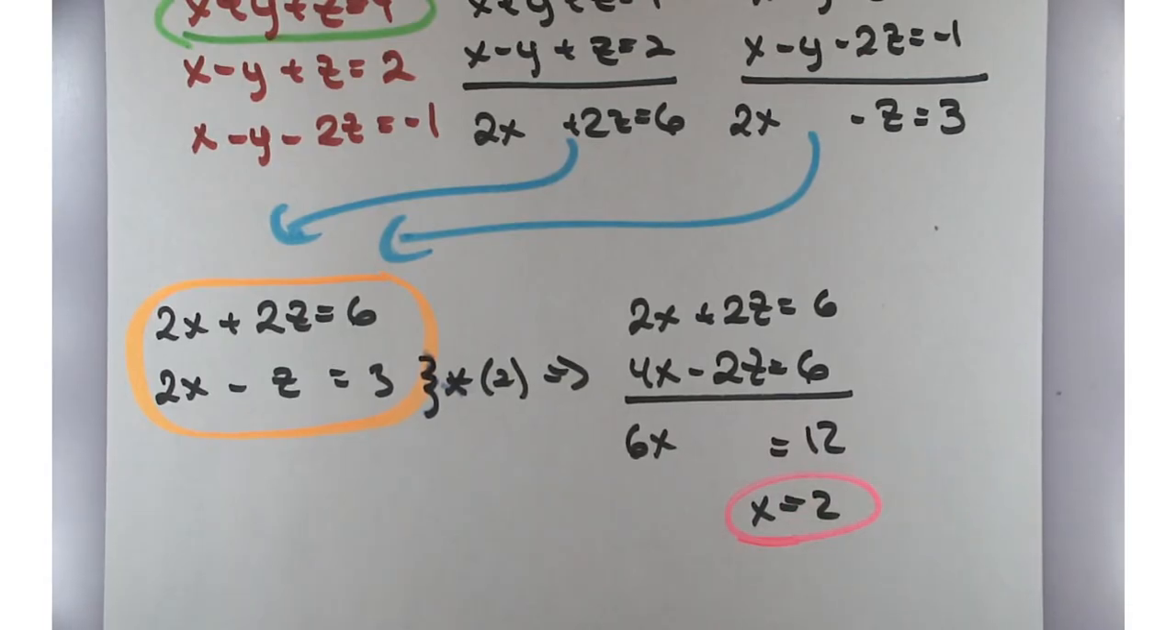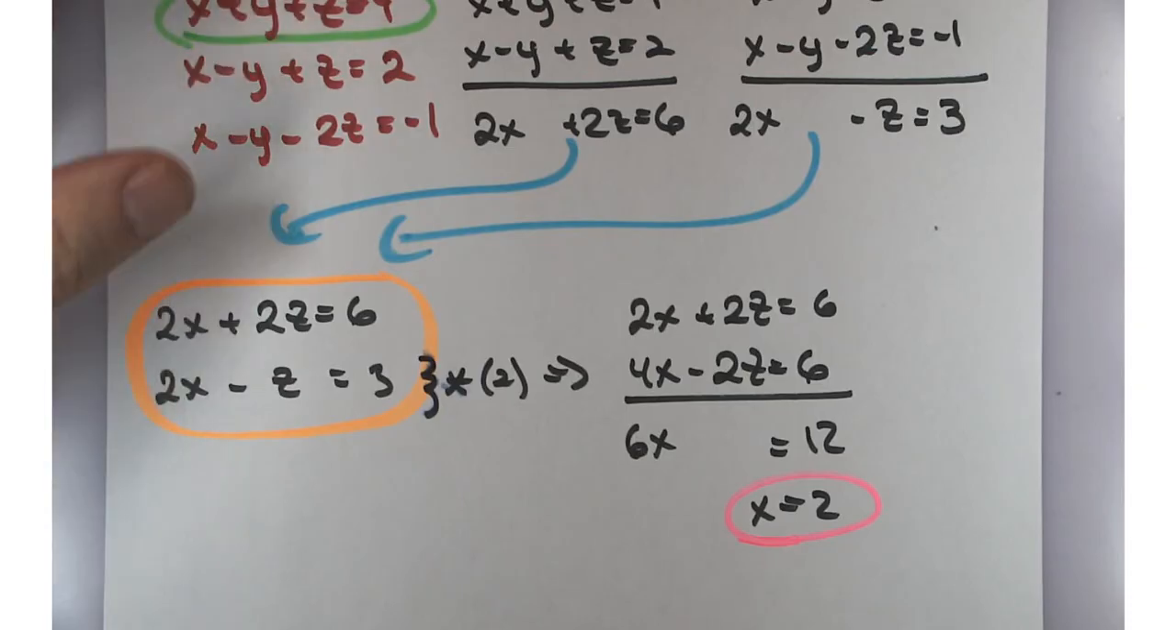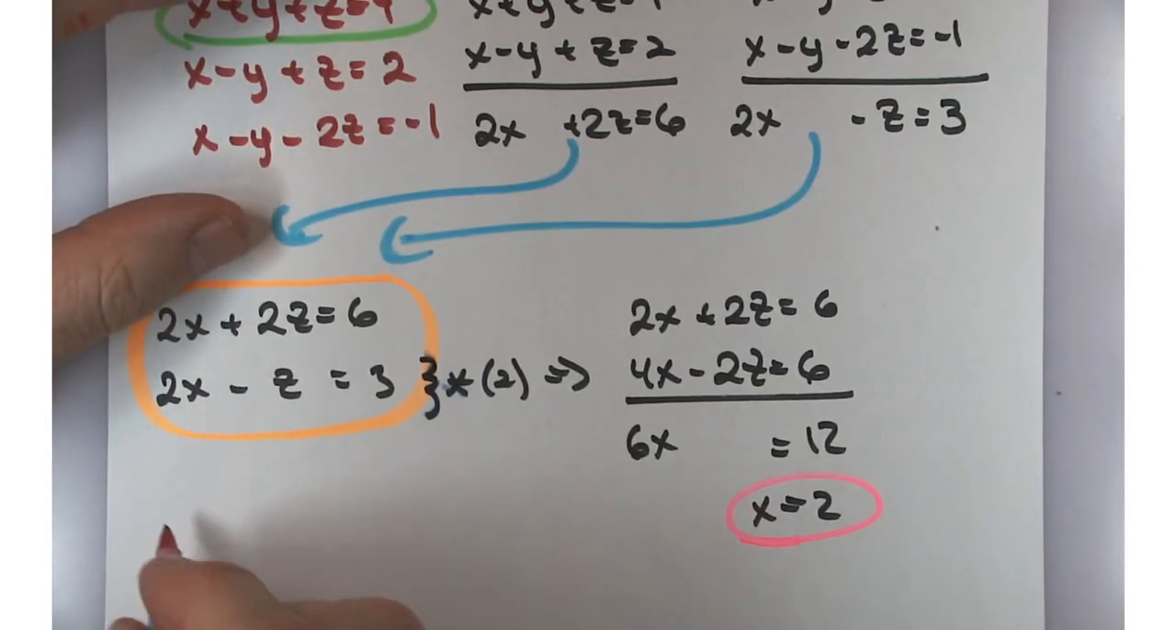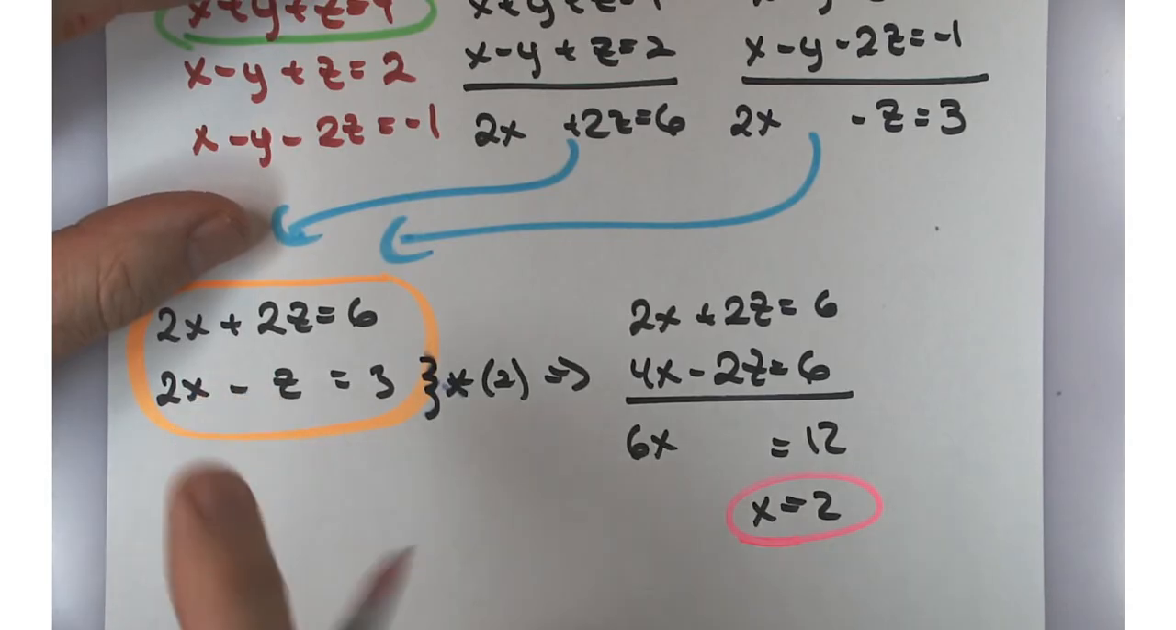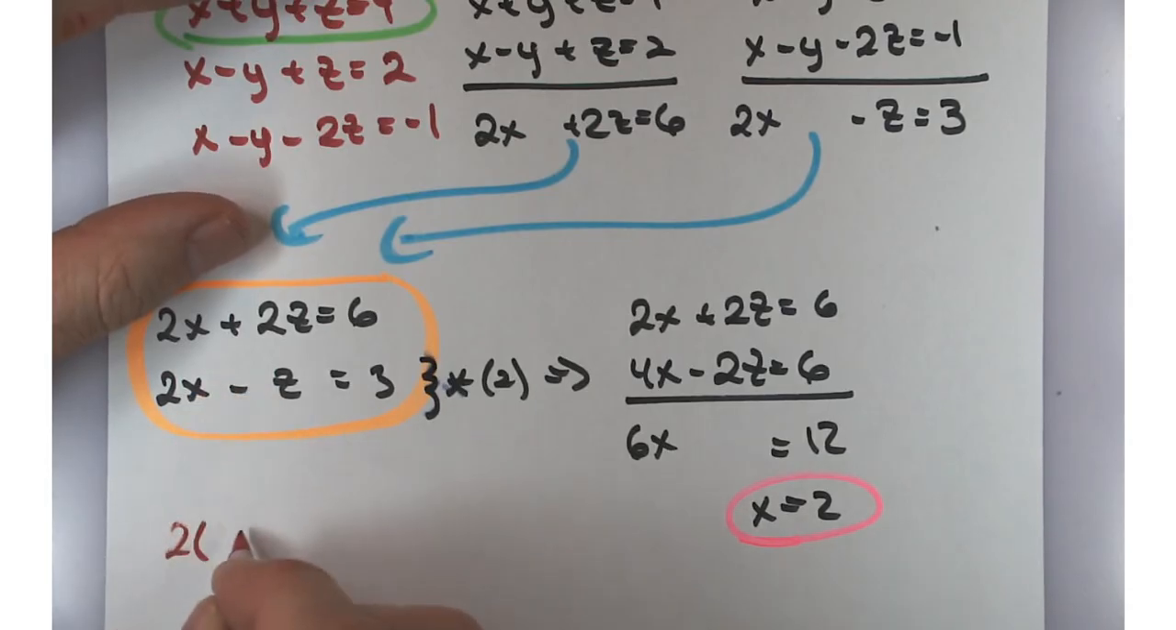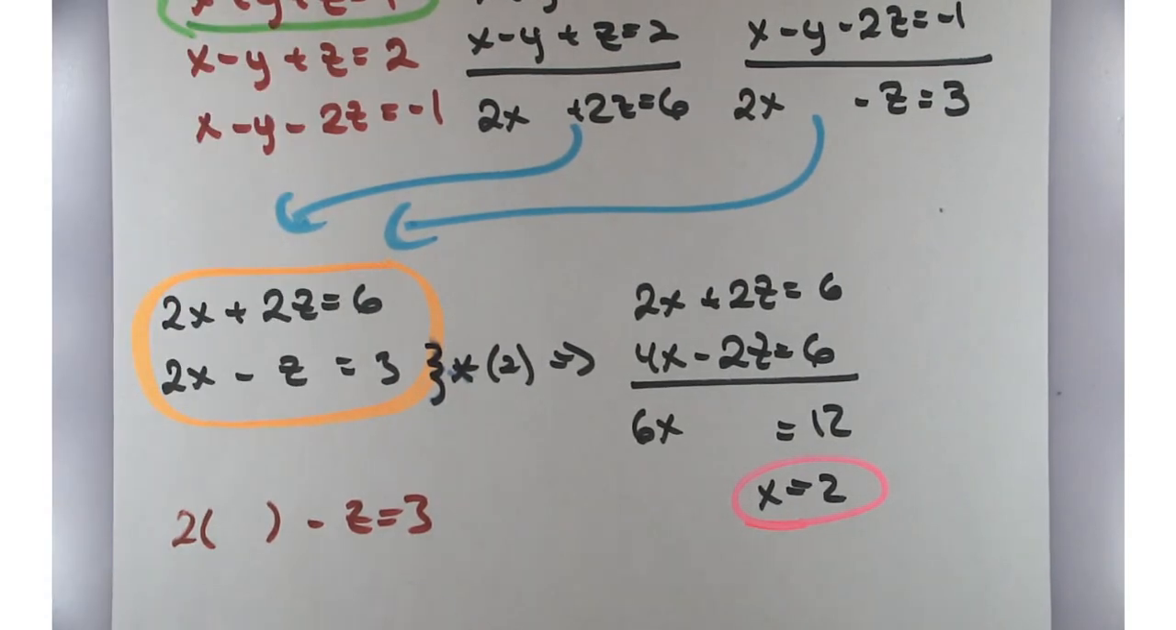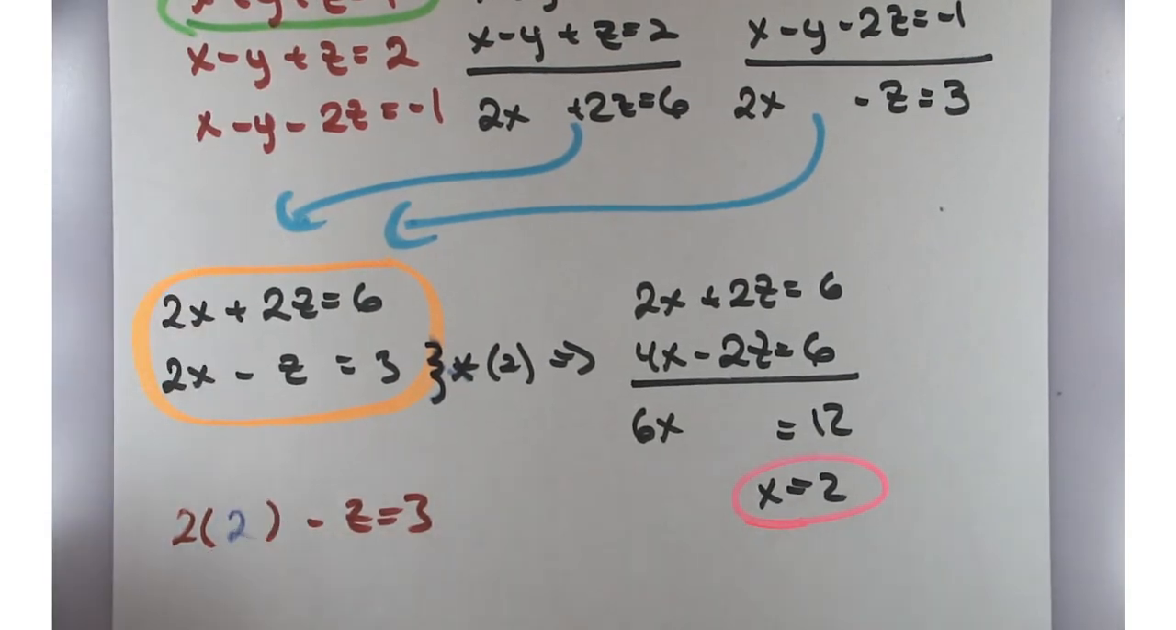How am I going to figure out what z is then? I know what x is. Does that help me figure out z? Yeah, you can go to the 2x minus z equals 3. Sure. Let's plug that in here. So 2 times 2 minus z equals 3.